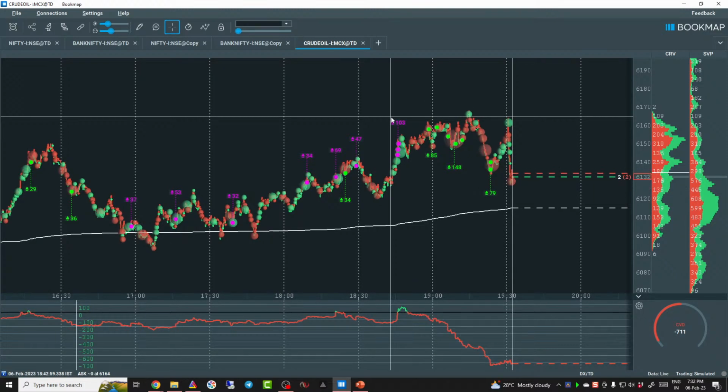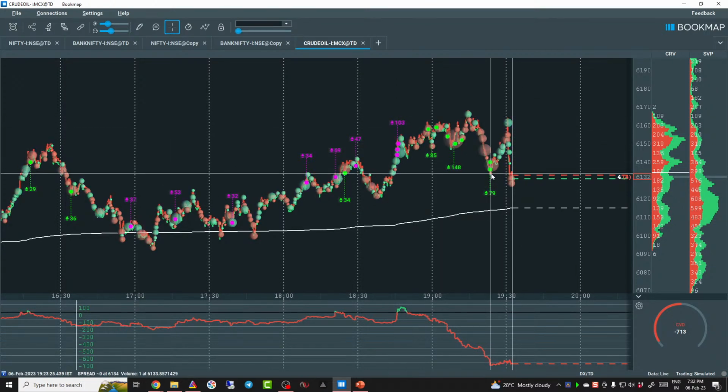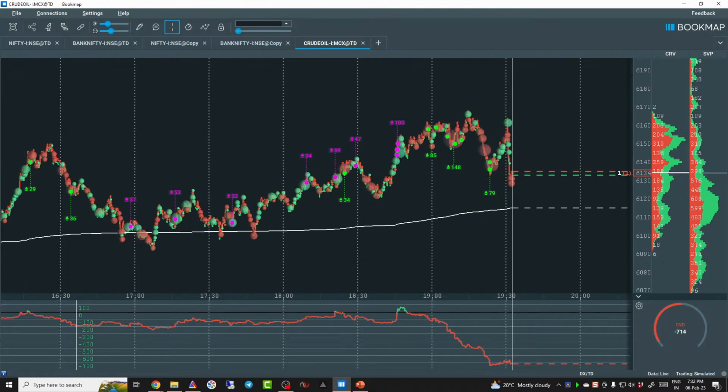Okay, ASAP is asking how to identify whether absorption is a new limit buyer or seller or stop losses. See, at any given point of time, the presence of absorption indicates a presence of passive buyers or passive sellers. Why? Because whether it is a stop loss order or a normal order, it doesn't make any difference.